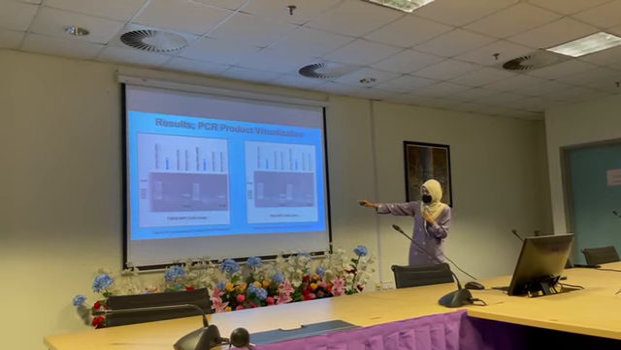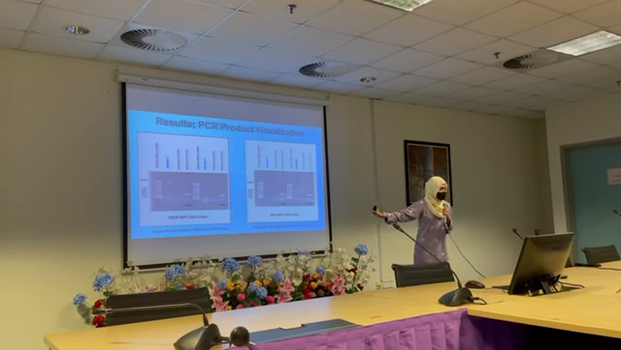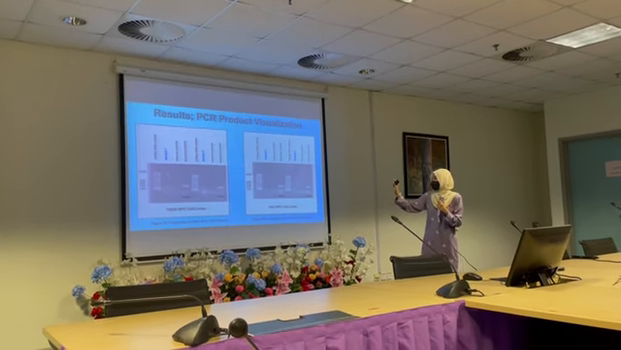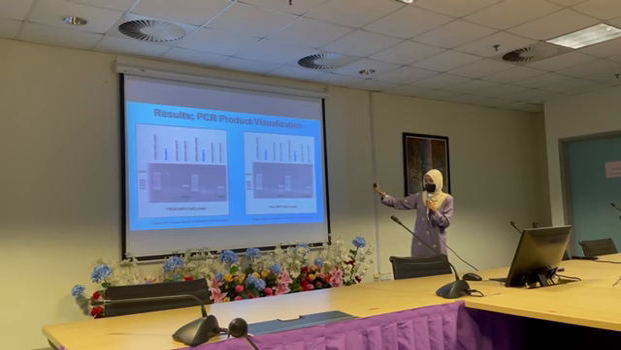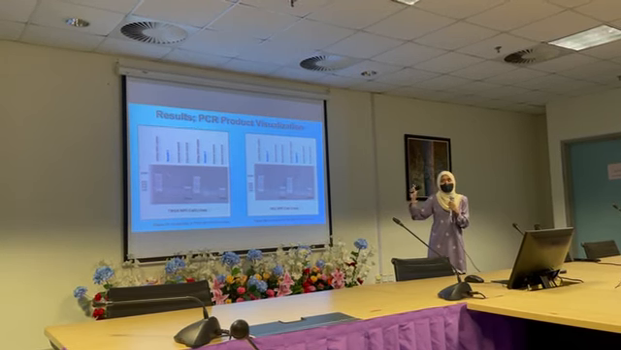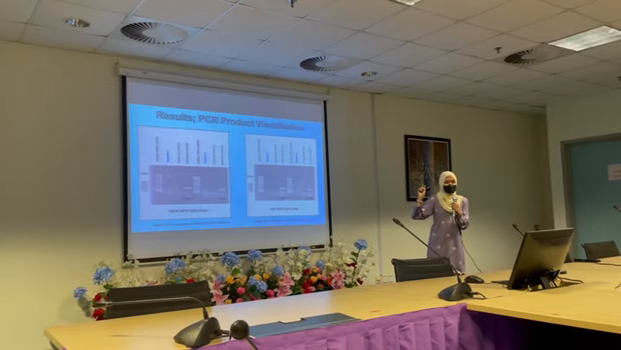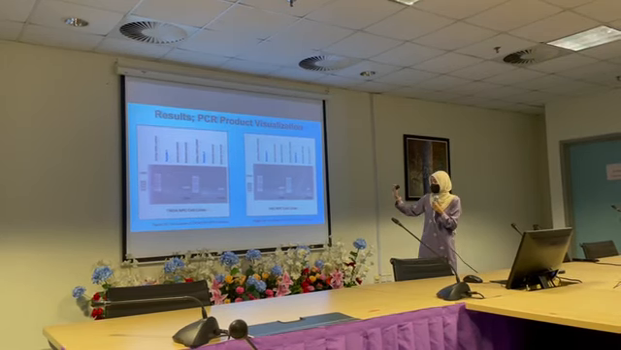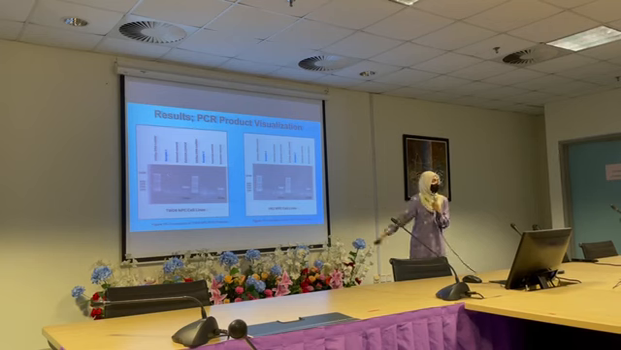However, for my external control, using GAPDH as the primer, I obtained a band in the range of 200 to 300 base pair, where the target product size is approximately 252 base pair.